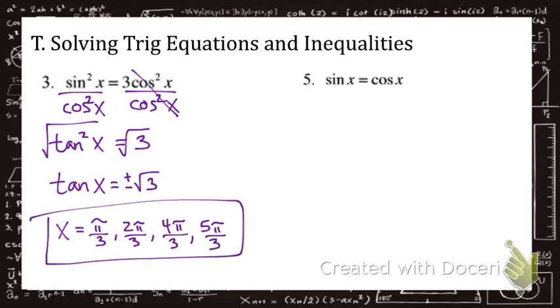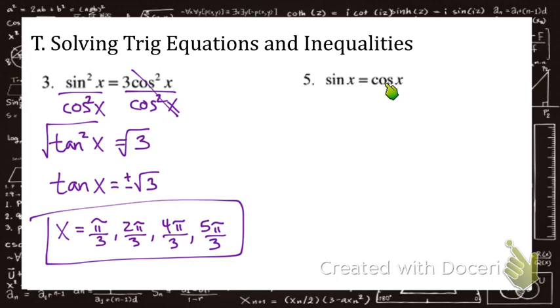Because it's the positive and negative radical 3's. On the next one, you could do the same thing where you divide both sides by cosine. You get that tangent is equal to 1 and go through that same process looking at the unit circle. But honestly, on these ones, I would like you to start thinking bigger picture.